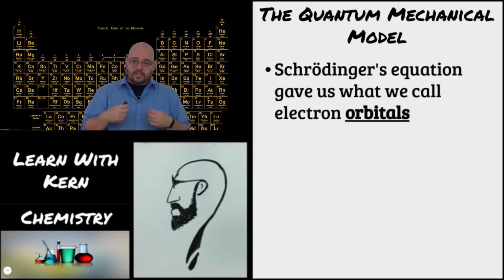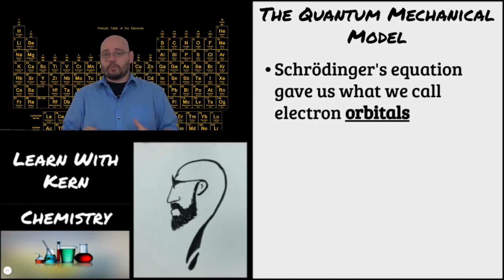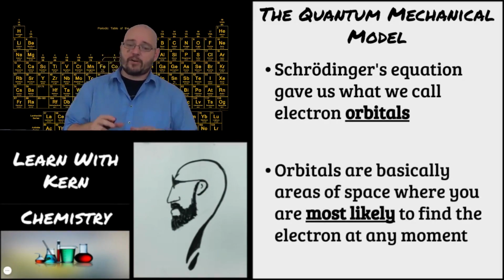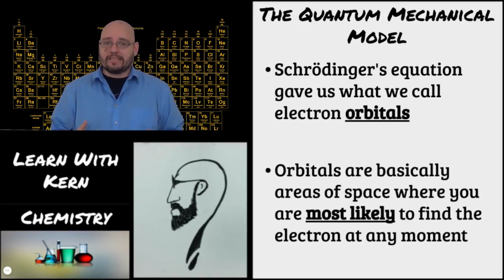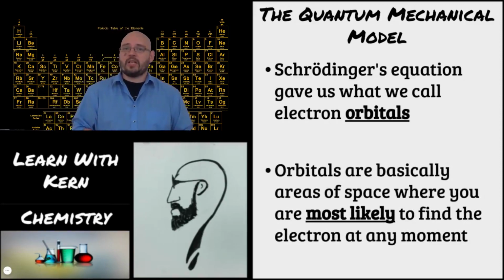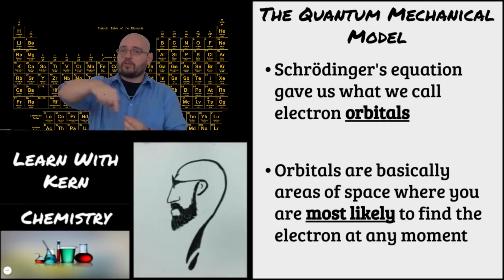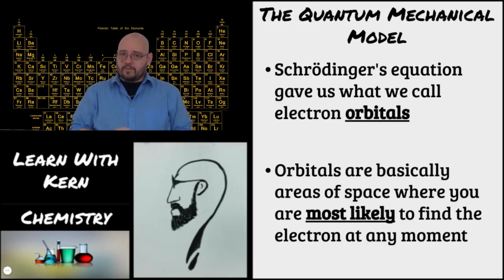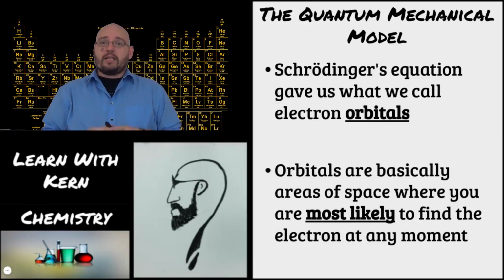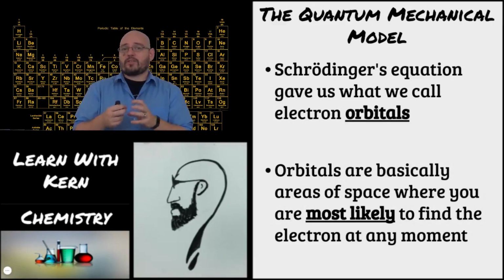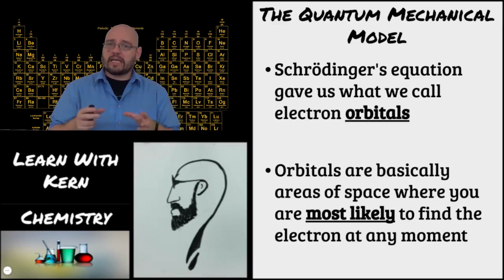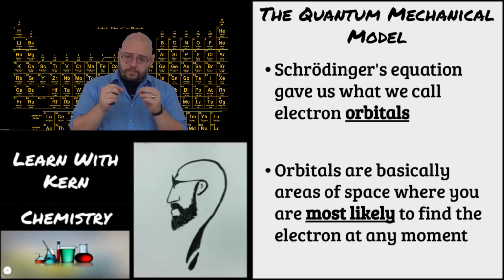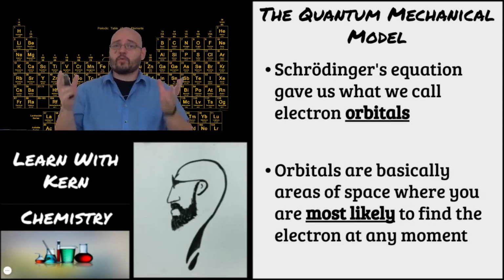So Schrödinger's equation gave us what we call electron orbitals. Right? And what an orbital is basically an area of space where the electrons are most likely to be, where you're most likely to find an electron. So they don't form perfect circles that orbit around the nucleus. They don't do that. They fly all over the place randomly. It appears random. And so what Schrödinger's equation does is gives us a probability of where this electron is going to be with this amount of energy in this particular situation, where is it most likely to be? So that will tell us the general region where it's going to be.